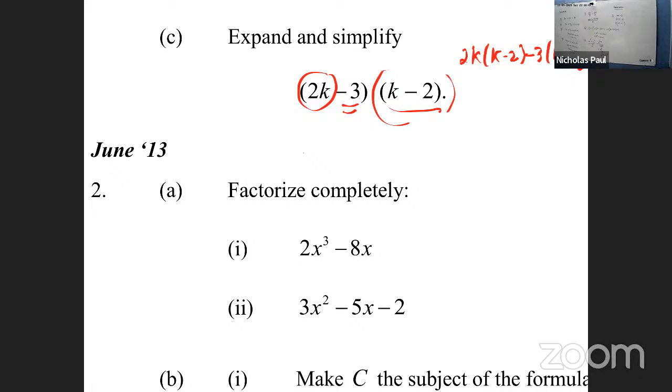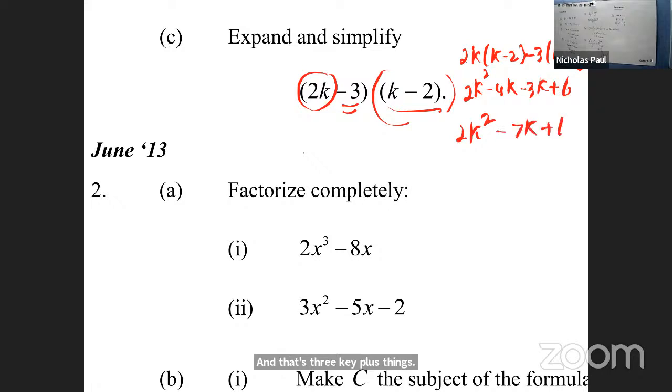Right, so we will end up with 2k squared minus 4k minus 3k plus 6. So you'll end up with 2k squared minus 7k plus 6. All right. So let's do the reverse now, head up factorization.